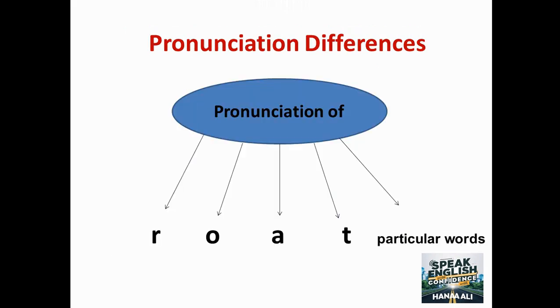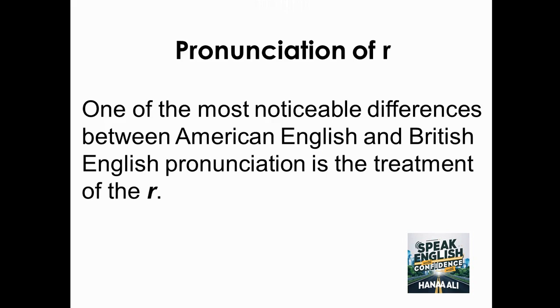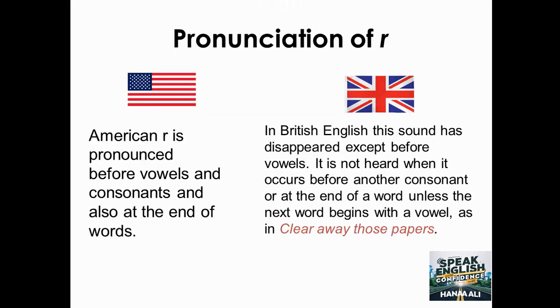Pronunciation differences. Pronunciation of R. One of the most noticeable differences between American English and British English pronunciation is the treatment of the R. American R is pronounced before vowels and consonants and also at the end of words. In British English, this sound has disappeared except before vowels. It is not heard when it occurs before another consonant or at the end of a word unless the next word begins with a vowel, as in, clear away those papers.